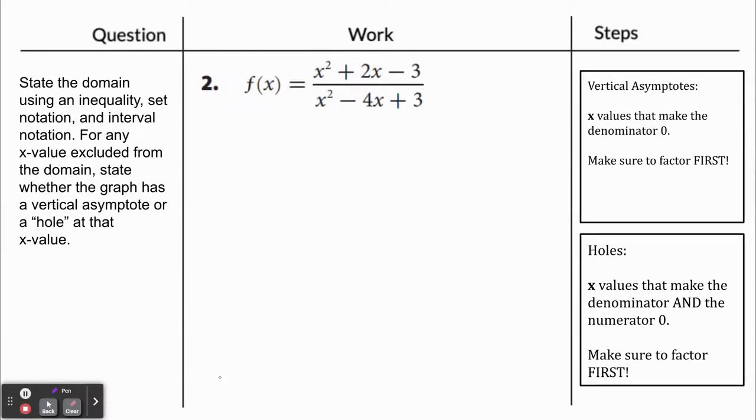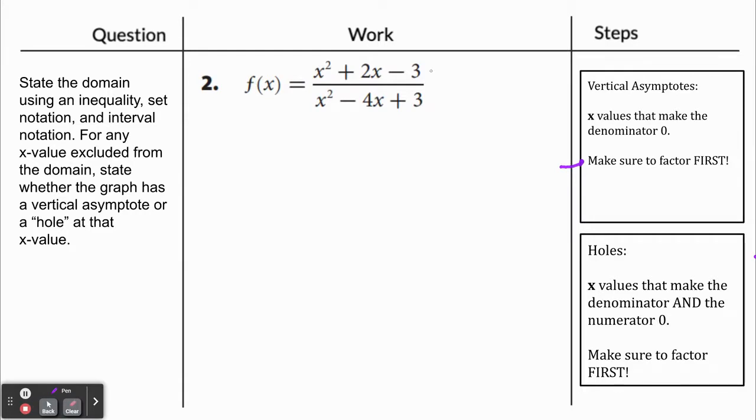You're asked to state the domain using an inequality, set notation, and interval notation. And for any x values excluded from the domain, state whether it's a vertical asymptote or a hole. So in this case, the first thing that we have to do is factor this, because we see that there are two quadratics here.